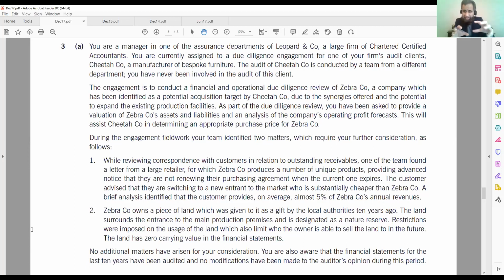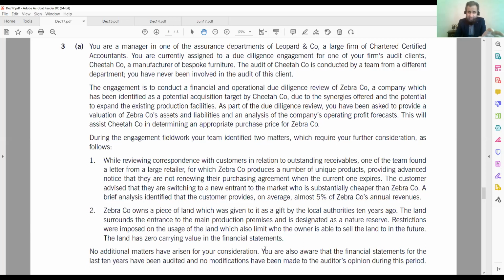Now, this is the latest question we have on due diligence published. The other questions are not published. So going onwards to the 18, 19, 20 and 21 exams, even if due diligence has come in a certain exam sitting, it's not been published. So this is the latest published question, which at least we can use as a benchmark.